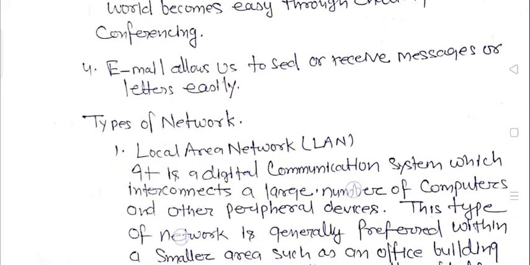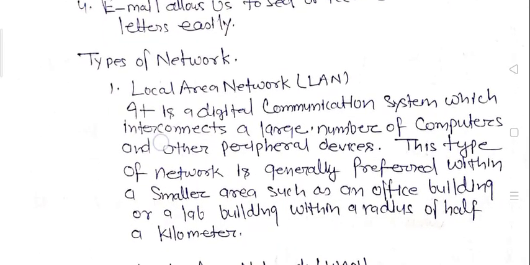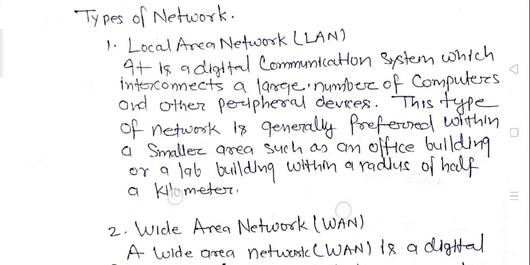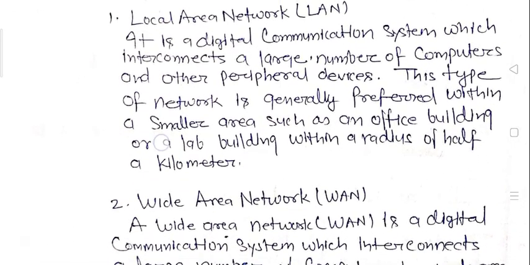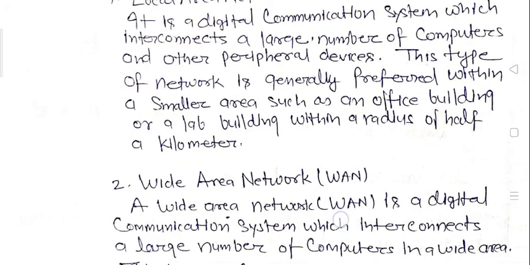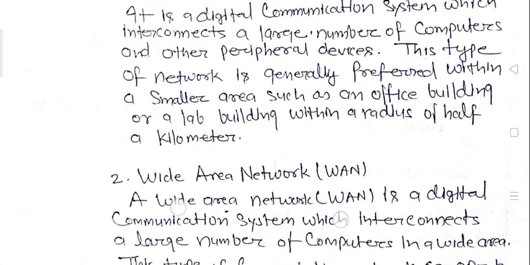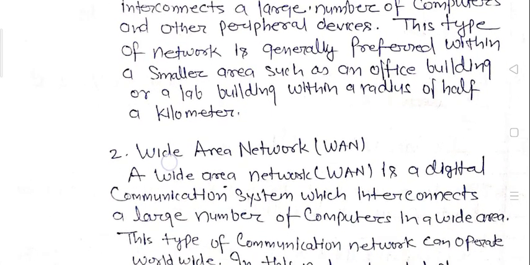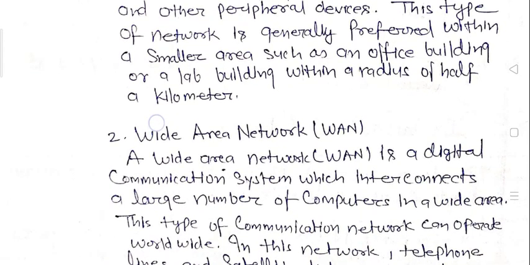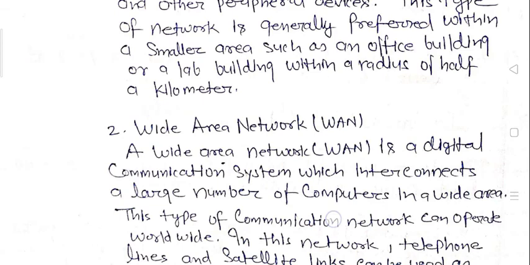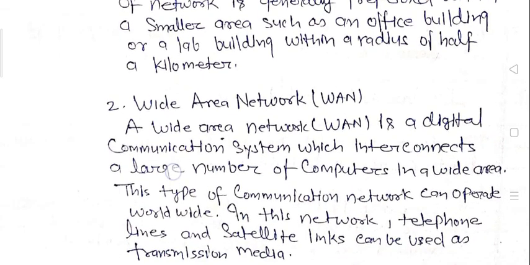Types of network. Local Area Network, LAN. It is a digital communication system which interconnects a large number of computers and other peripheral devices. This type of network is generally preferred within a smaller area such as an office building or a lab building within a radius of half a kilometer.